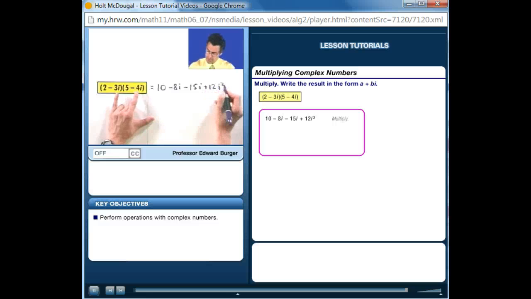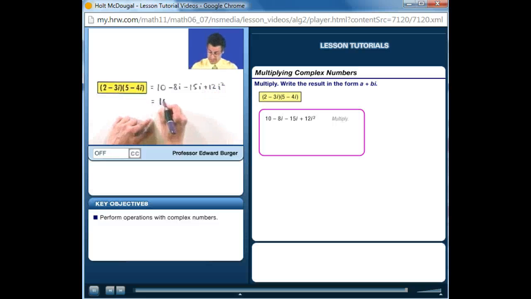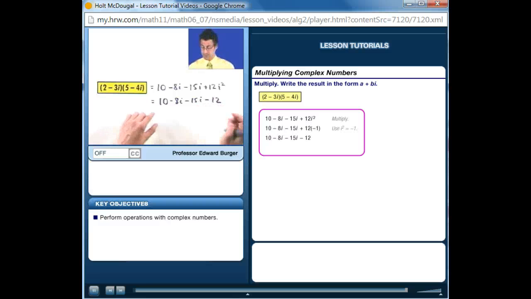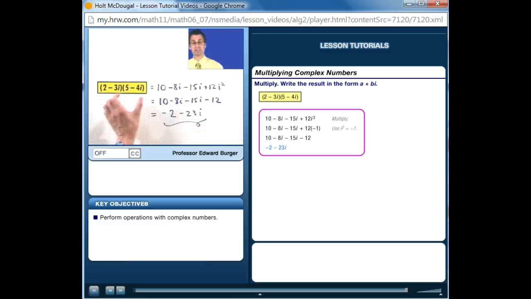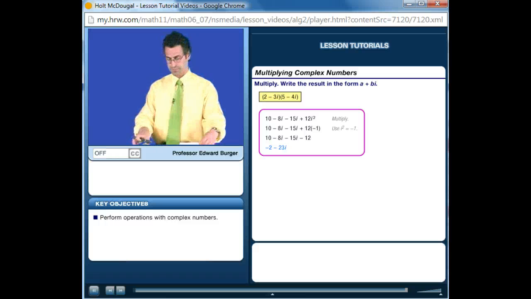12i squared. But wait, i squared is the same thing as negative 1, so I see a 10 minus 8i minus 15i minus 12. And now we combine like terms. We combine the real parts and the imaginary parts. So when I combine these two together, I see just a negative 2. When I combine these two, I see a negative 23i. So you see, there are a couple of steps involved, and then we have to combine like terms, the real parts and the imaginary parts, and then we're set. The answer to this product is negative 2 minus 23i.